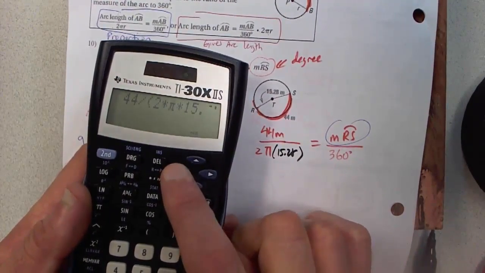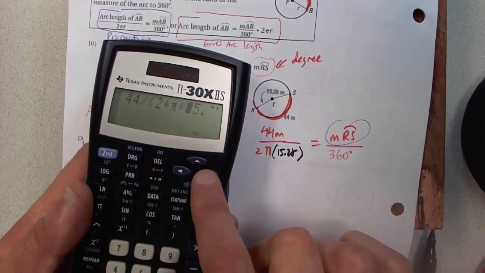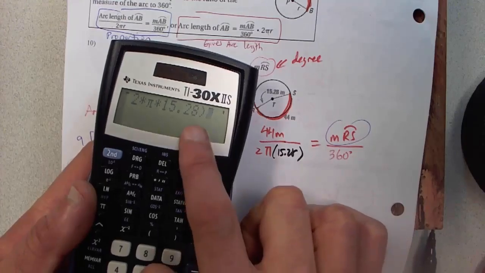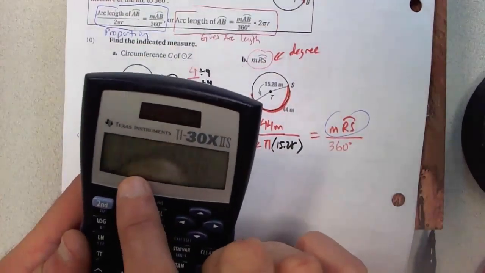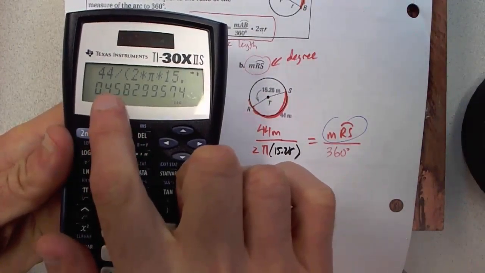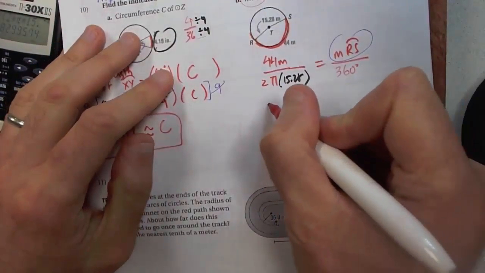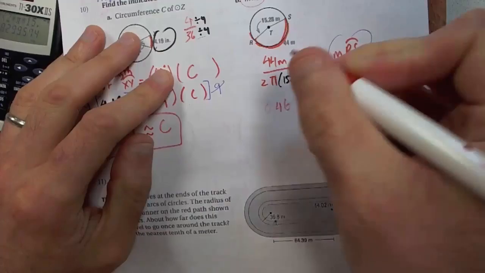Just go back here. 44 divided by parentheses 2 times pi times 15.28 parentheses. So 0.458, so 0.46 we'll say, 0.46. So what does that number represent?